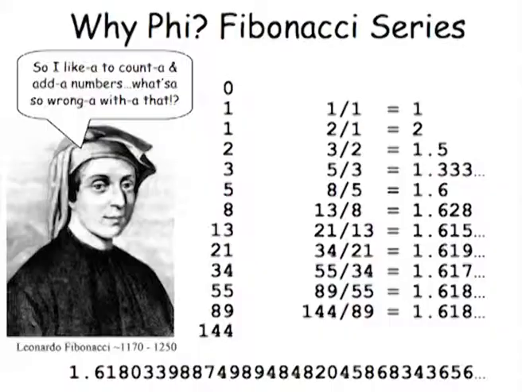So where did it all come from? Why phi? It comes from a guy called Leonardo Fibonacci. As you're counting up numbers, you add 0 to 1, you get 1, 1 to 1, you get 2, 2 to 1, you get 3. So basically just adding the numbers as you go. And this is really funny because it appears all around us in nature.